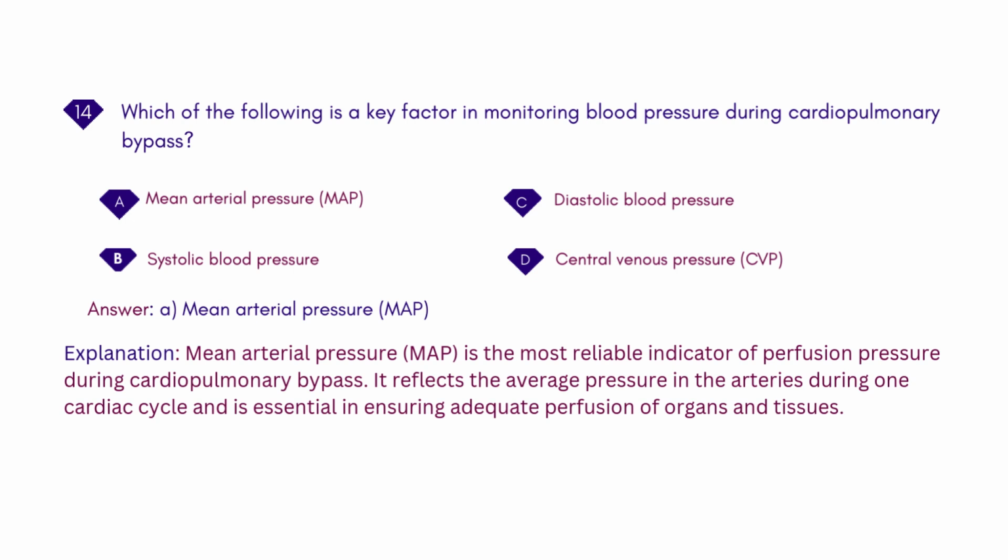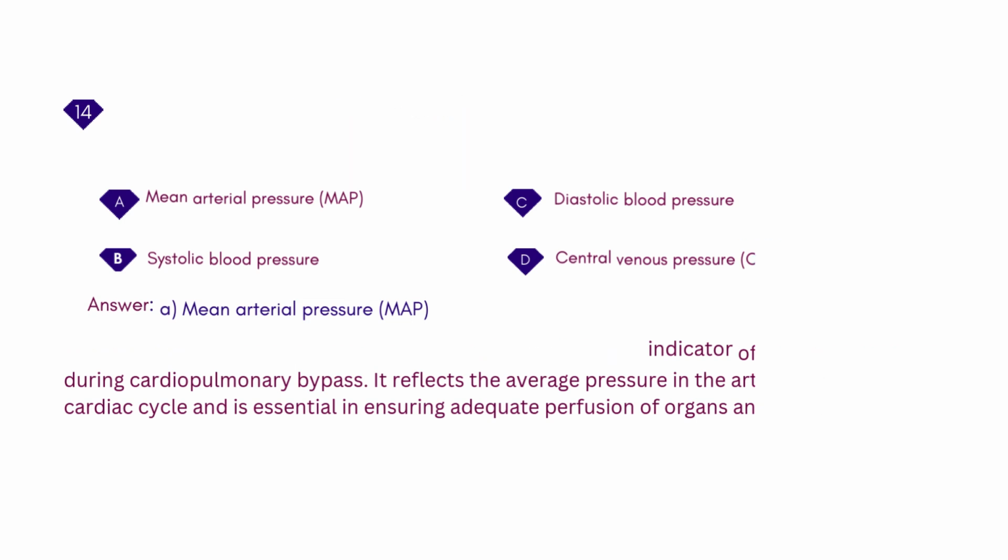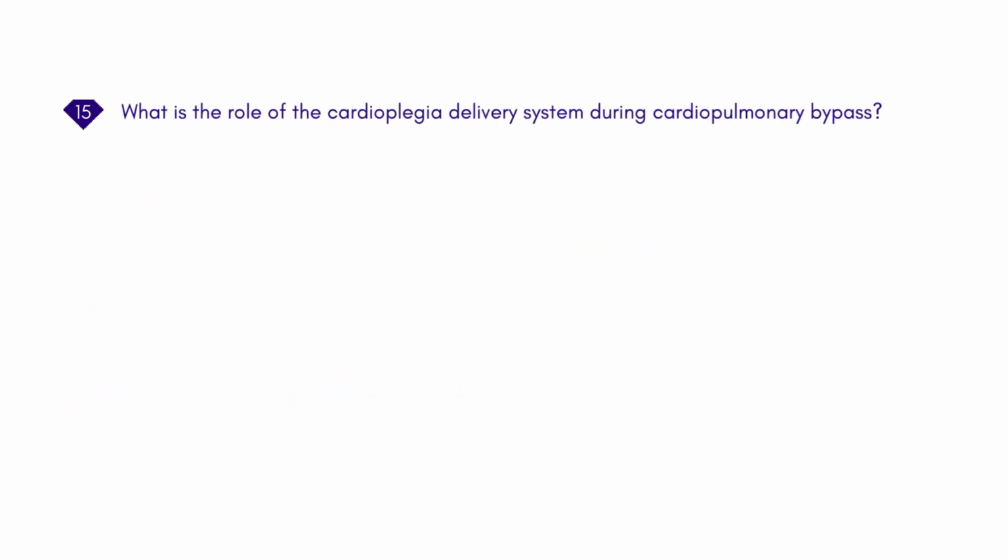It reflects the average pressure in the arteries during one cardiac cycle and is essential in ensuring adequate perfusion of organs and tissues. What is the role of the cardioplegia delivery system during cardiopulmonary bypass?